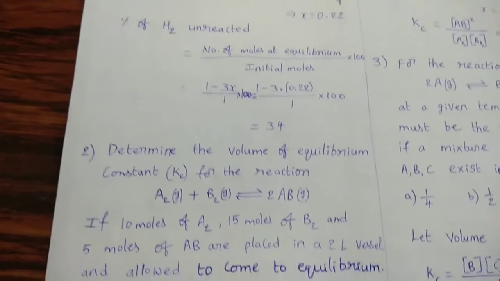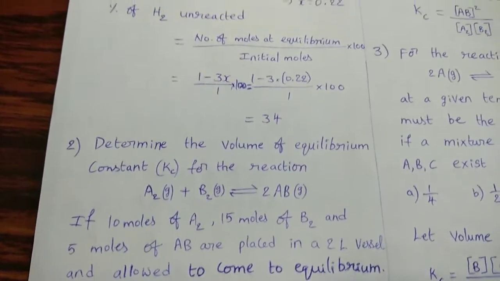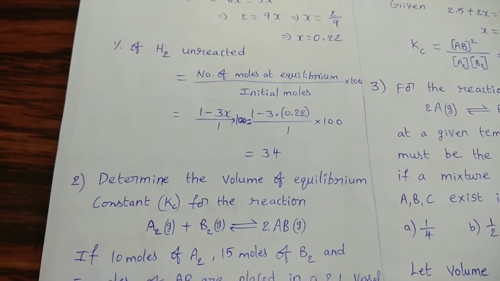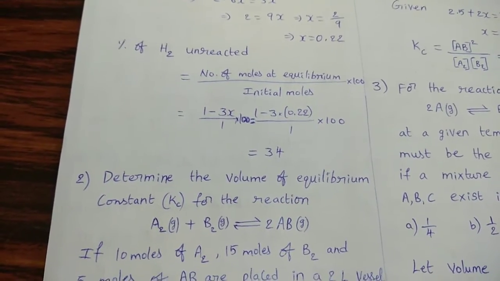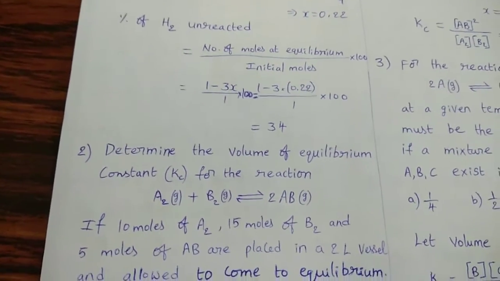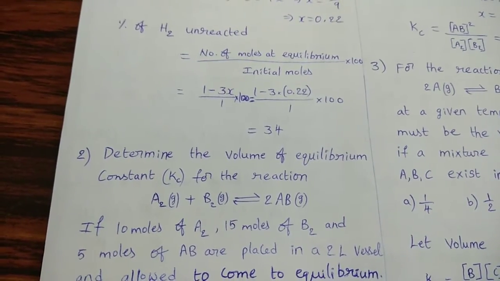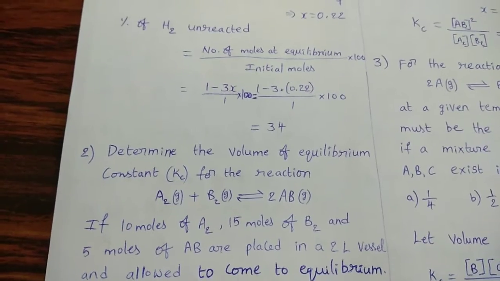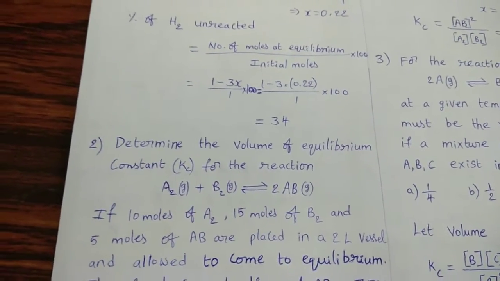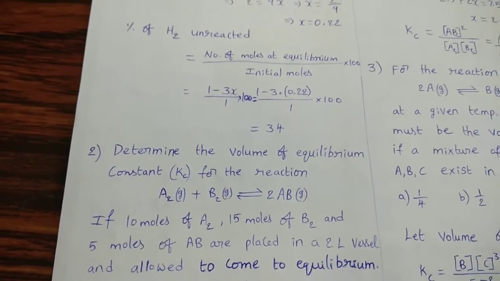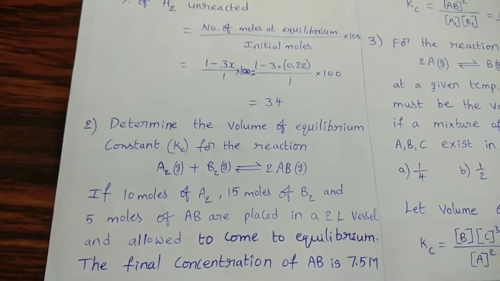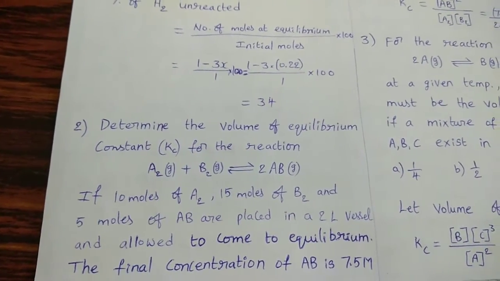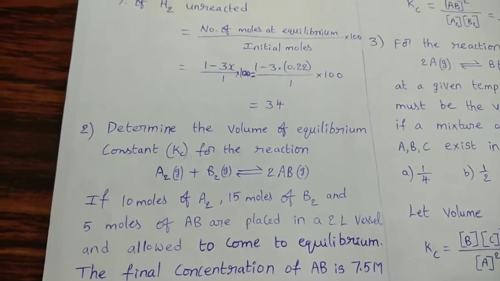See the next one. Determine the equilibrium constant Kc for the reaction A2 plus B2 gives rise to 2AB. If 10 moles of A2, 15 moles of B2, and 5 moles of AB are placed in a 2 liter vessel and allowed to come to equilibrium, the final concentration of AB is 7.5 molar. Okay, so we have to find out Kc.